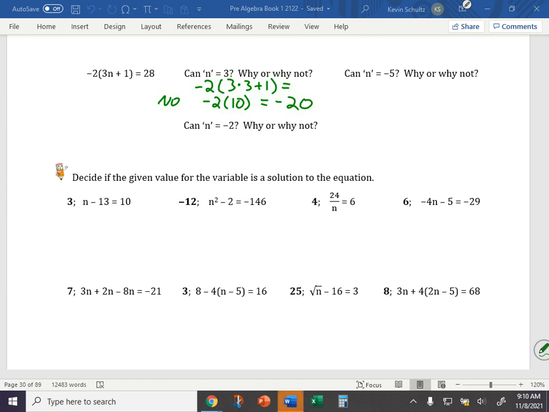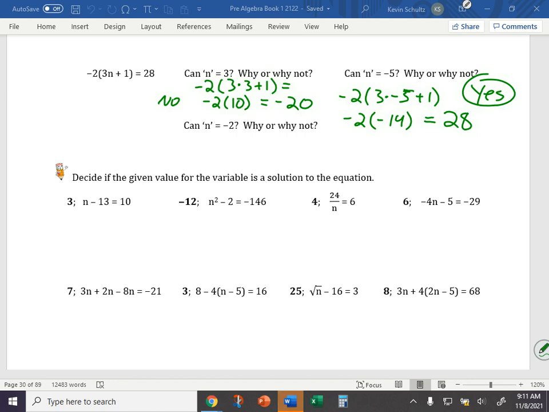Can n be -5? -2, then in parentheses, 3 times -5 plus 1. Do our parentheses first. 3 times -5 is -15, plus 1 is -14. What's -2 times -14? Liam? Positive 28. Did we find the answer? Yes. Okay. n can be and is only -5.